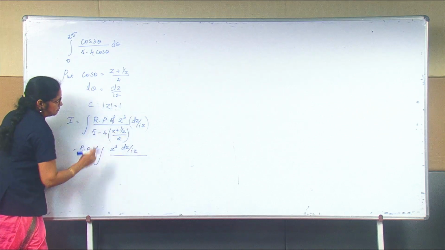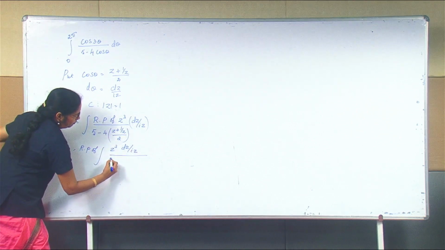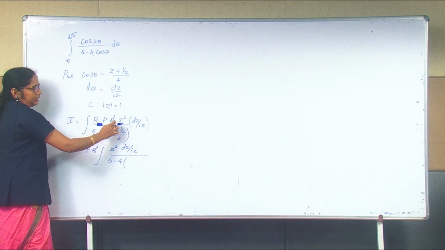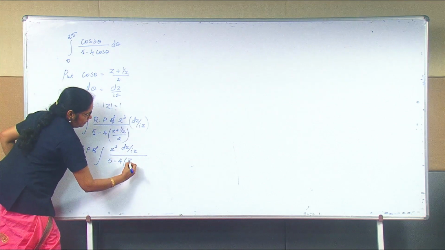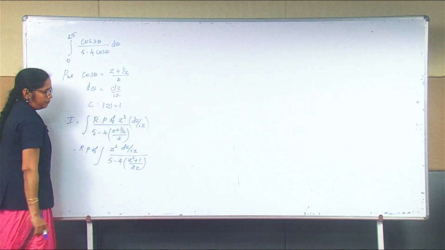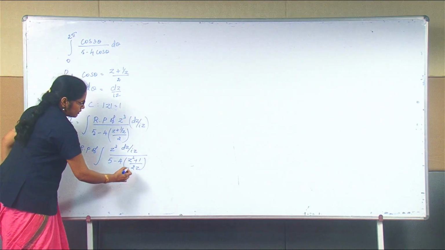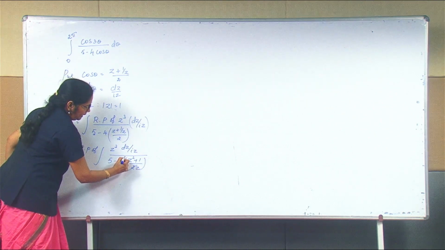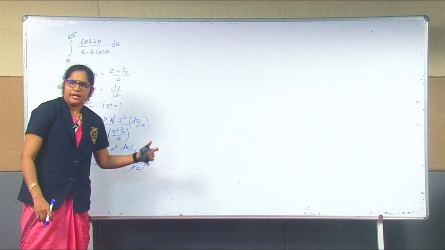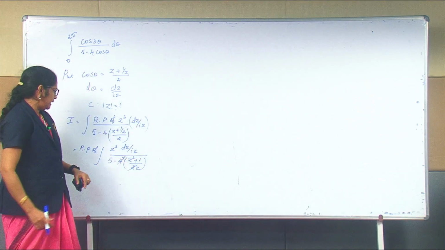Here we can do the simplification. So 5 minus 4, here we can take the simplification, that is an LCM. So this could be written as z square plus 1 by 2z. Before taking the common LCM, it is easy for us to simplify like this. Otherwise towards the end we have to do the simplification. It's better to do the simplification then and there.